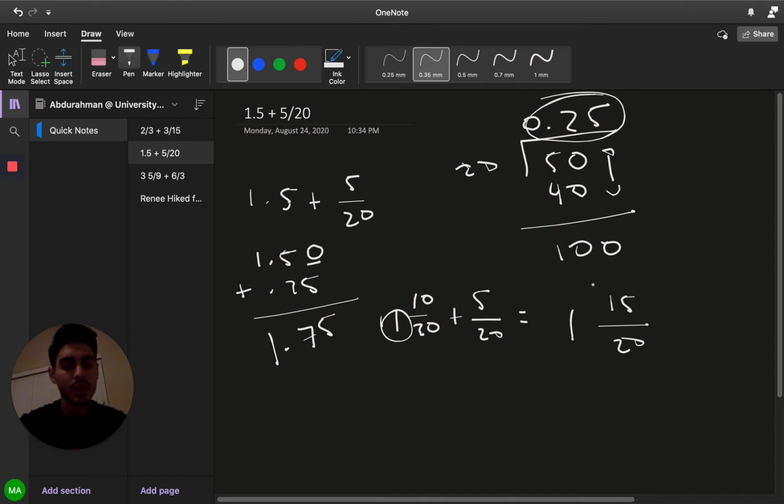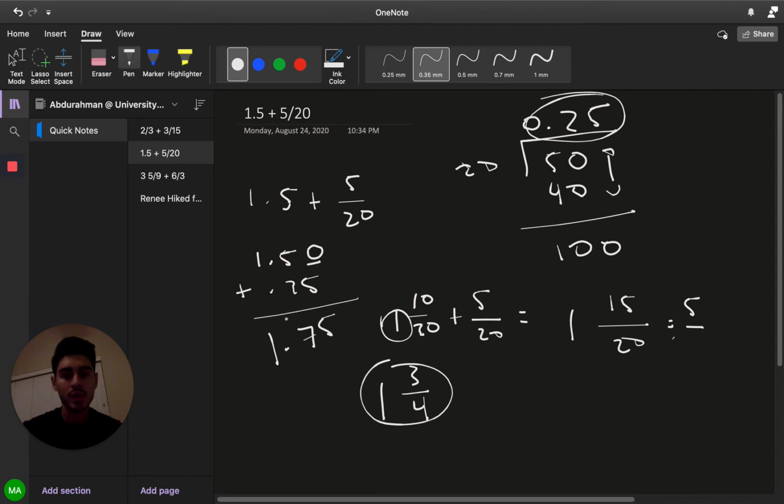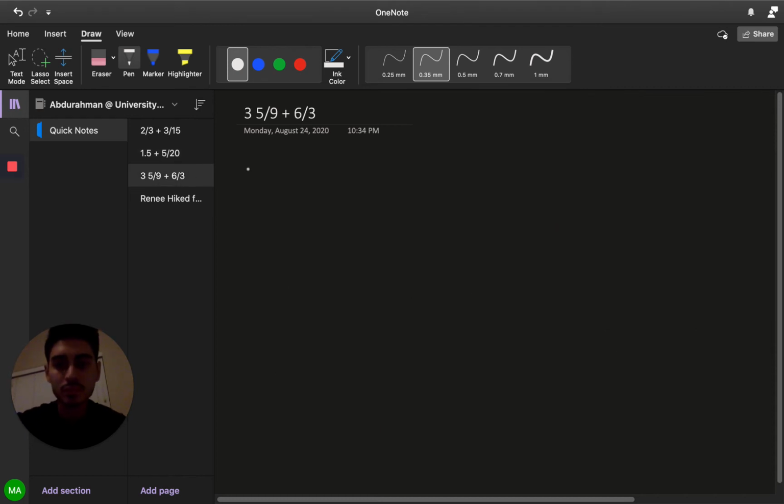This would technically be an answer, but we want to reduce it always. So that becomes 1 and 3 over 4. You can divide both of these by 5. So you would just reduce that down, and you would get 1 and 3 over 4, which is the same thing as that. These two equal each other. Okay, let's go on to the next one.